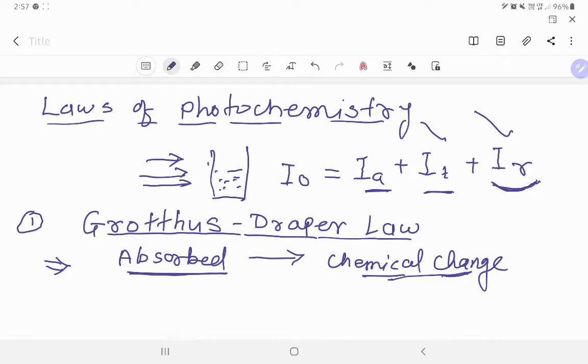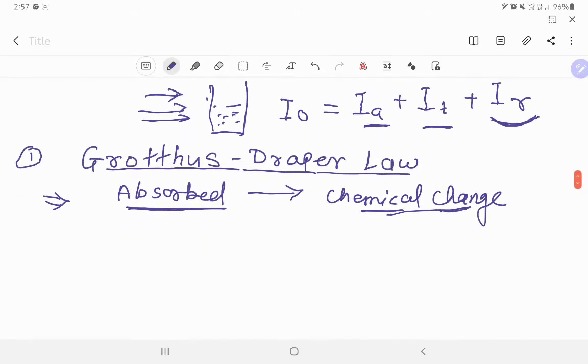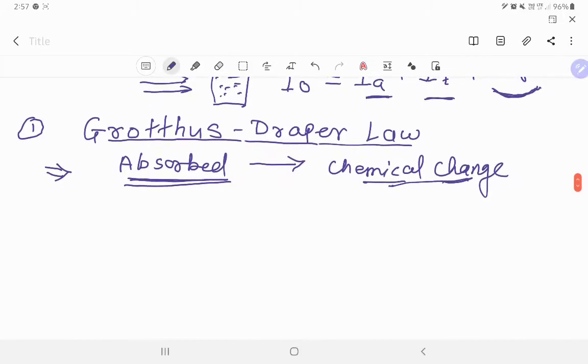What is the statement of the Grotthuss-Draper law? Only those radiations which are absorbed by a reacting system are responsible for producing chemical change. Other radiations which are not absorbed, that means transmitted or reflected radiations, are not responsible for any type of chemical change. They are not factors affecting photochemical reactions. Only absorbed radiations are responsible for chemical change. This is a very simple law.